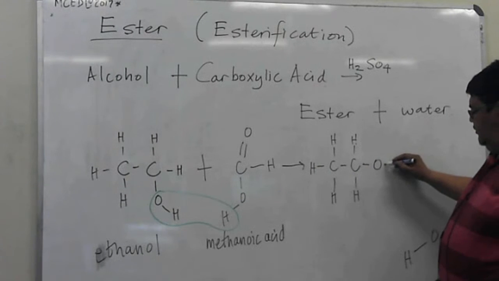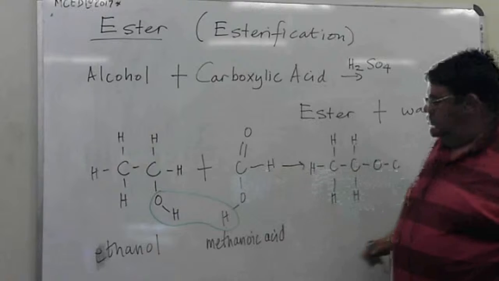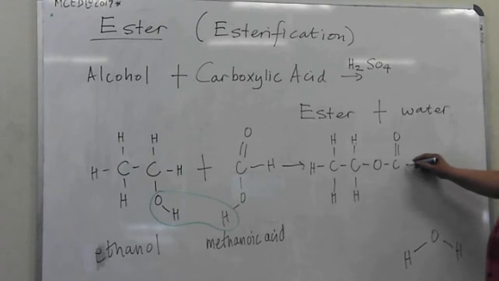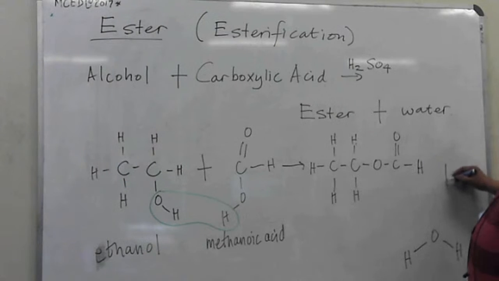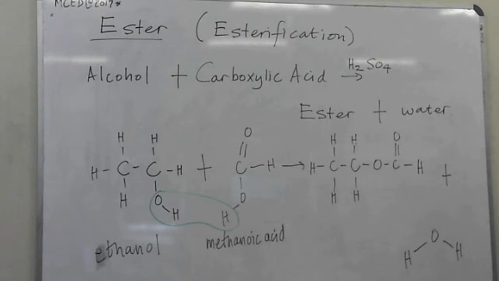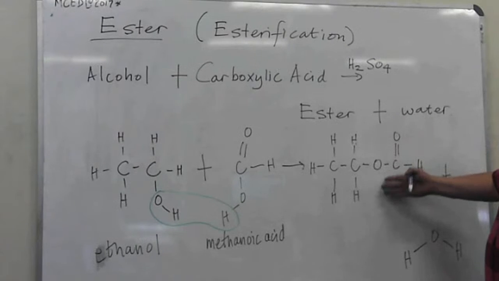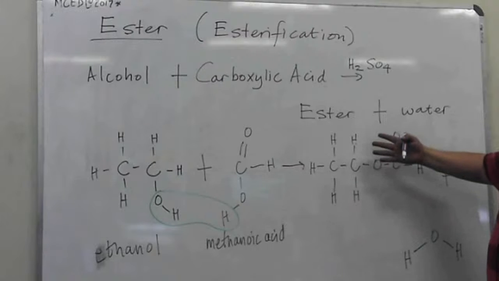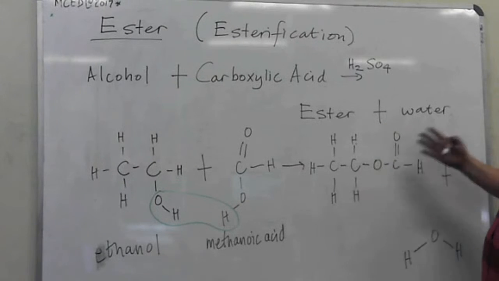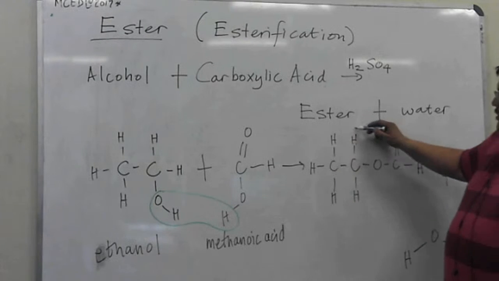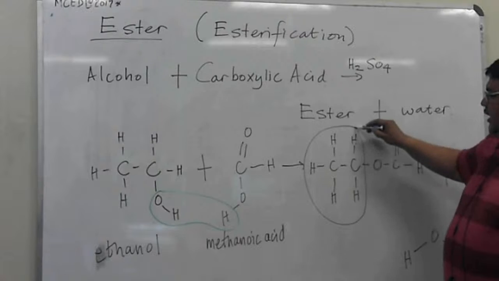That oxygen is attached to a carbon which has a double oxygen, and that, learners, is an ester. An ester has an oxygen bridge. On the one side of the oxygen bridge, it doesn't have to be on the left-hand side, it could be on the right-hand side. But on the one side of the oxygen bridge, it has an alkyl group.